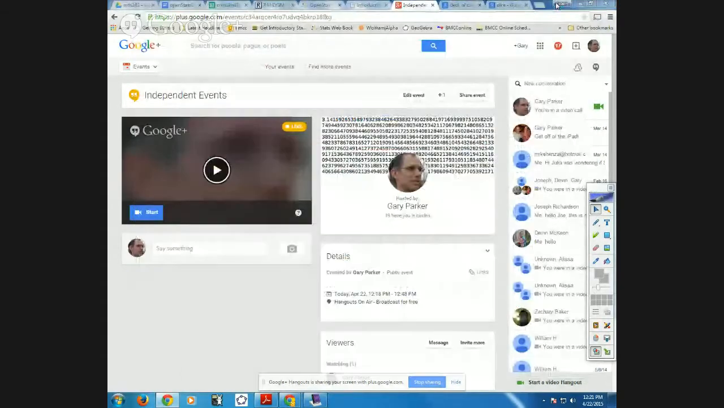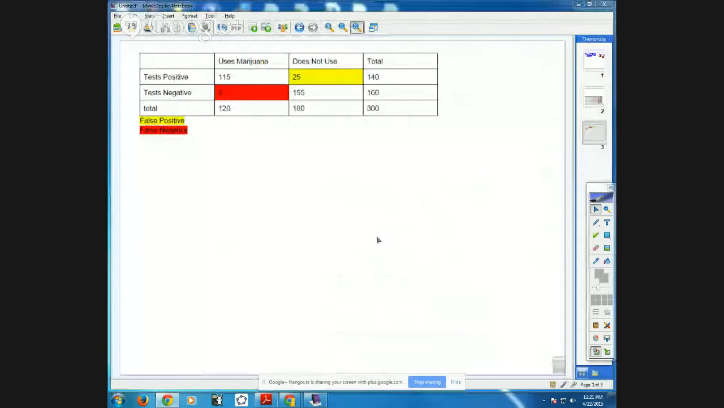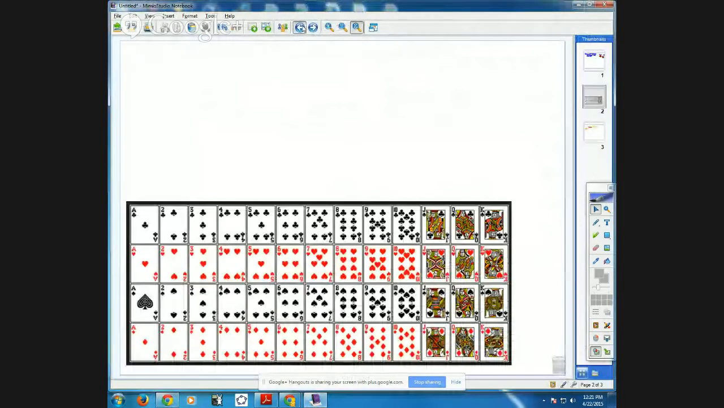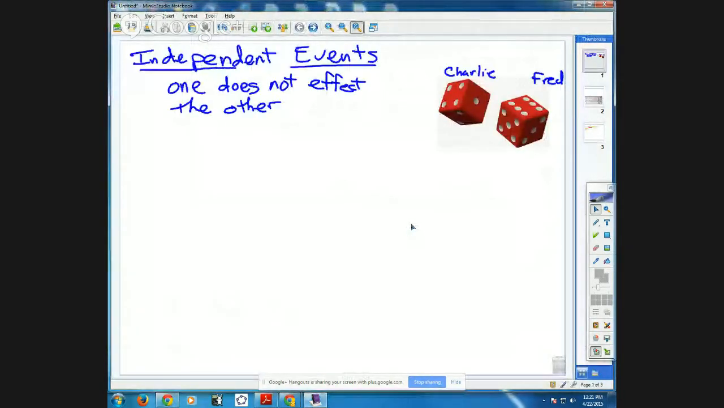Hello, statistics students. We're going to play around with some more probability ideas. In this case, we're going to play with independent events and conditional probabilities. So let's go here. Independent events are events that do not affect each other.